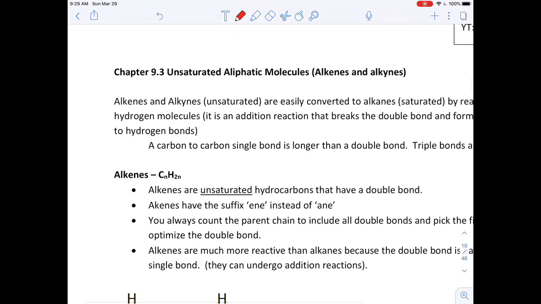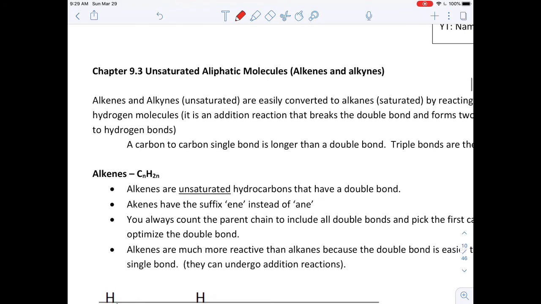We're going to stop there, and the next topic will be unsaturated aliphatic molecules. That'll be the next one.